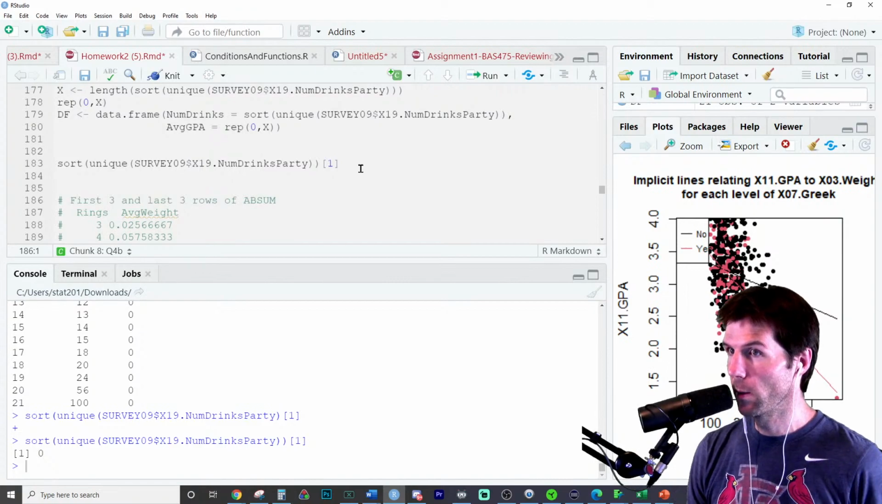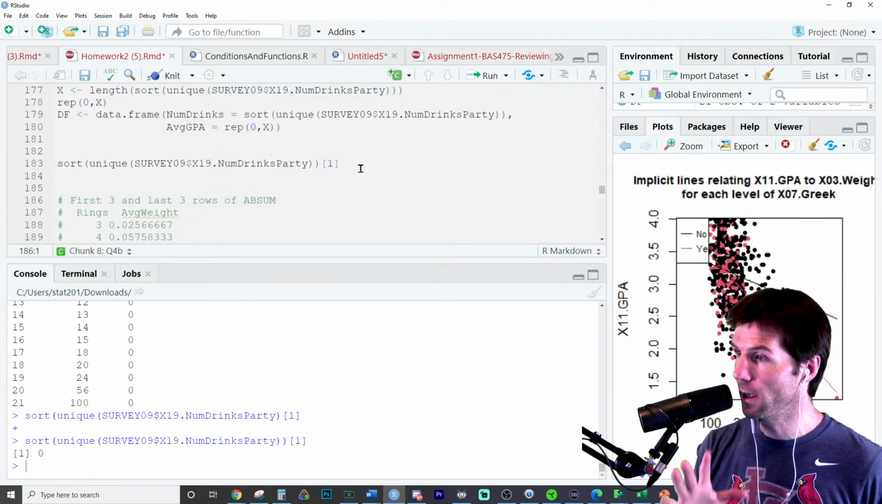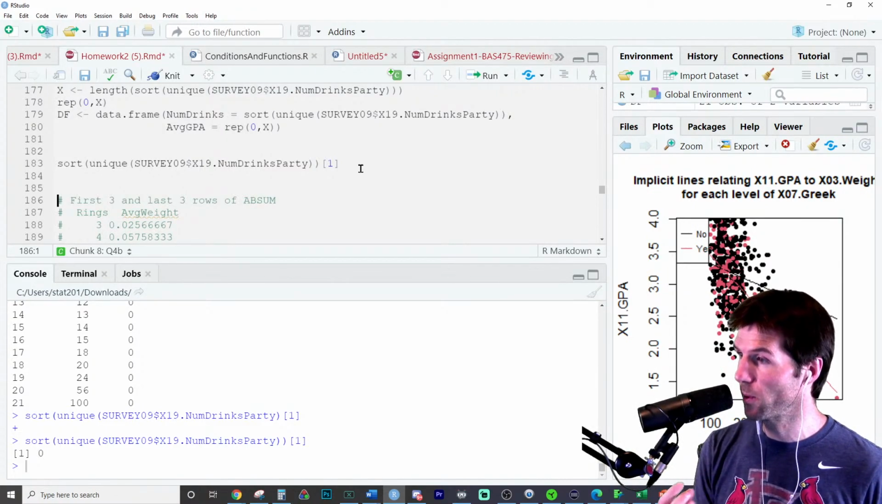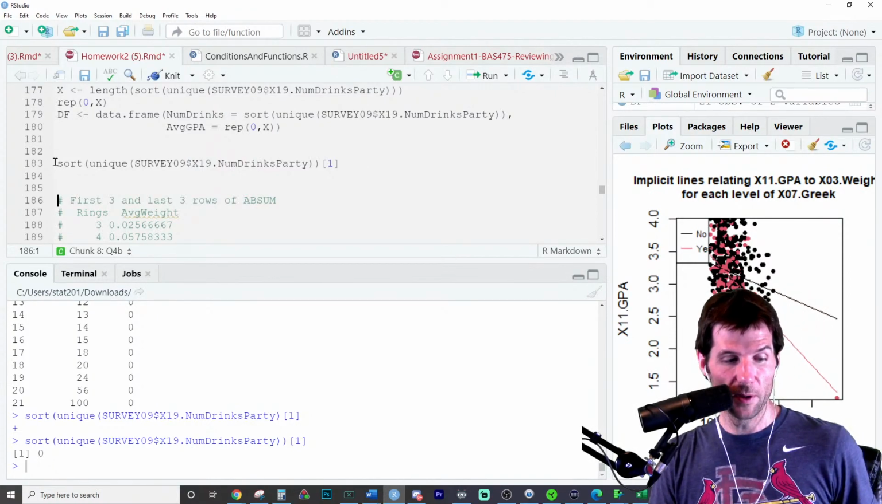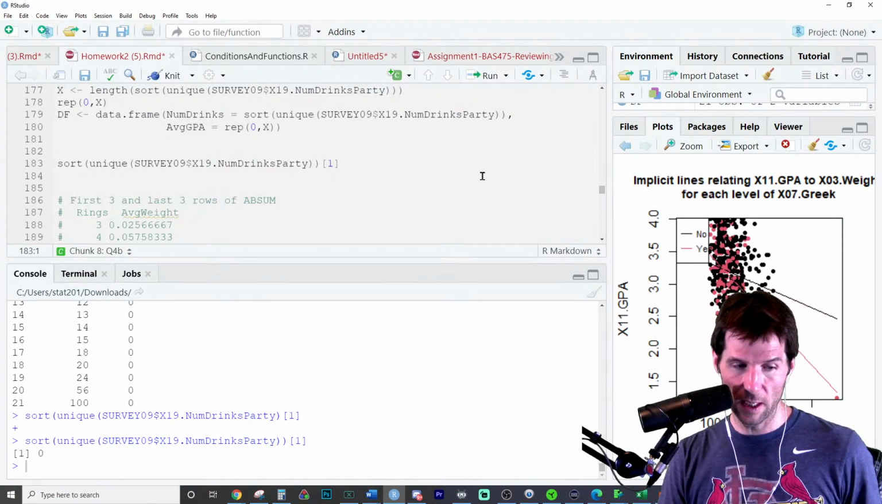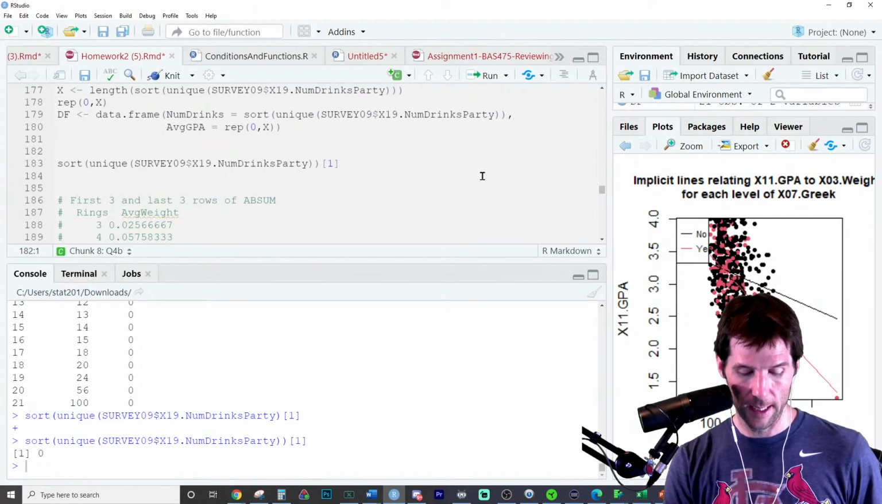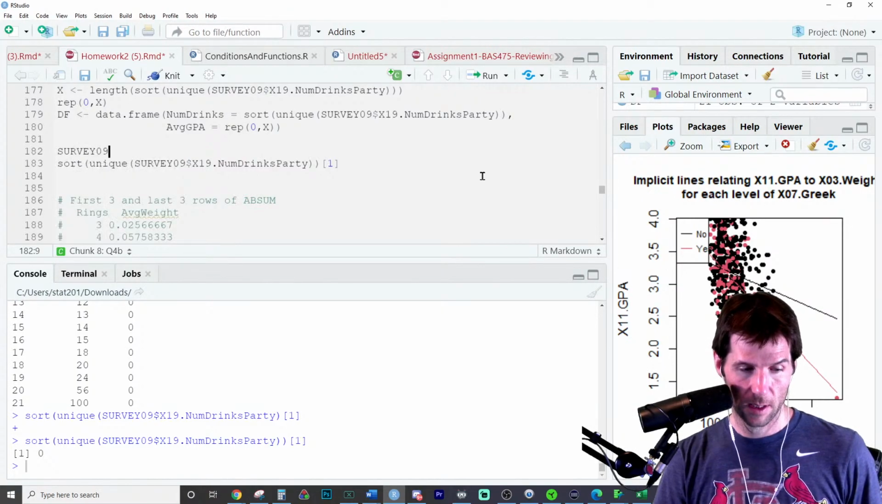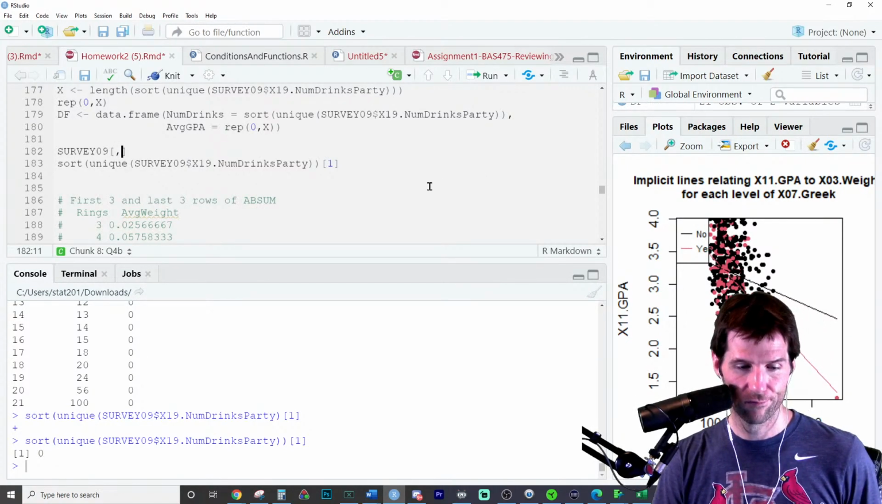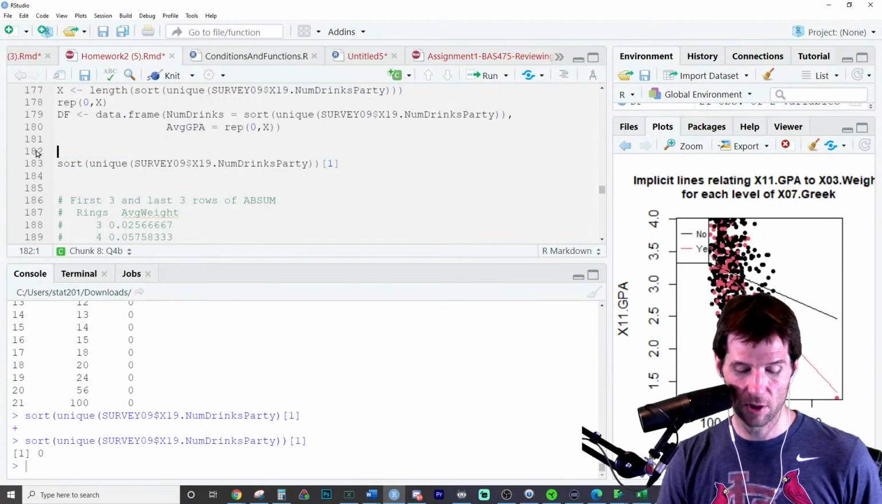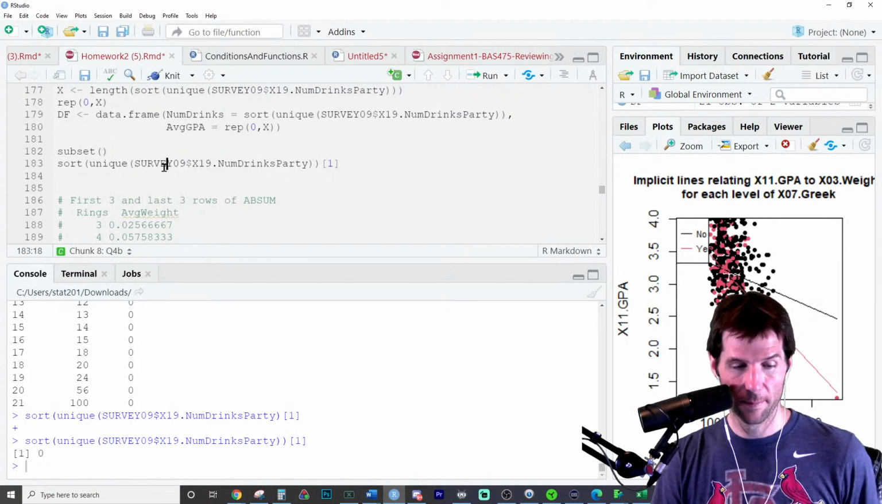We get 0 because that is the first value in the sorted unique vector of how many drinks people have at a party. But what if we do this? If we go to the data frame and we do the following, we say survey 9, and we go in here and we go to these people, and we go to $, or it's going to be way more complicated if I do that. Let's just do the subset. I can do it, but I've explained it this way multiple times, so I'm going to do it this way.